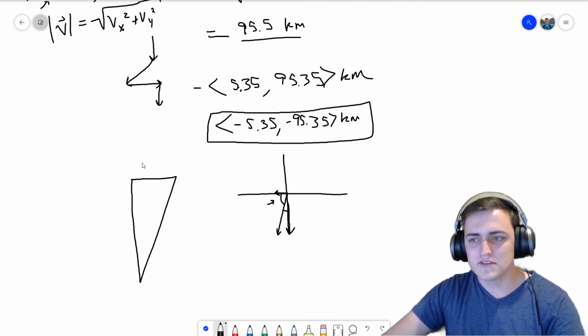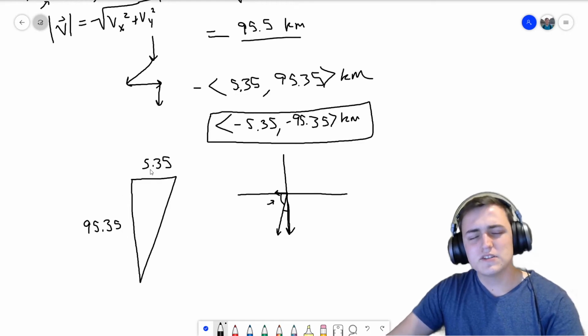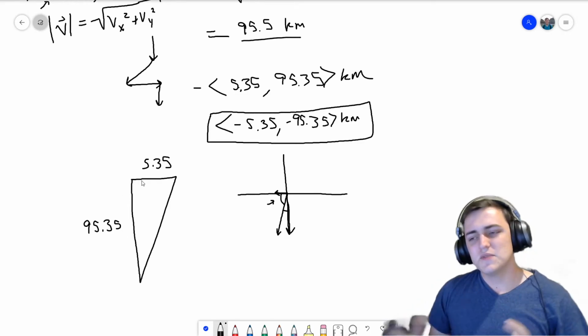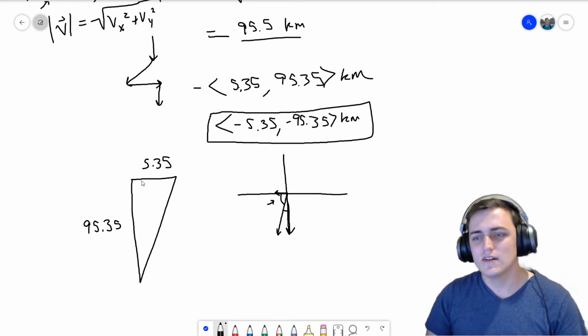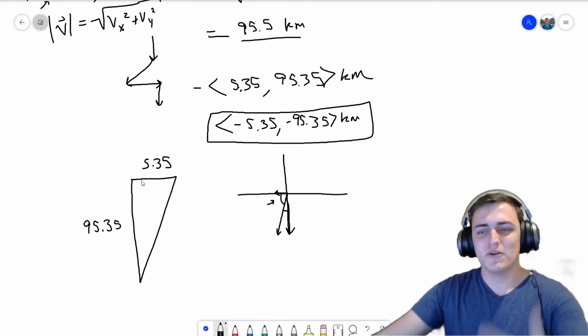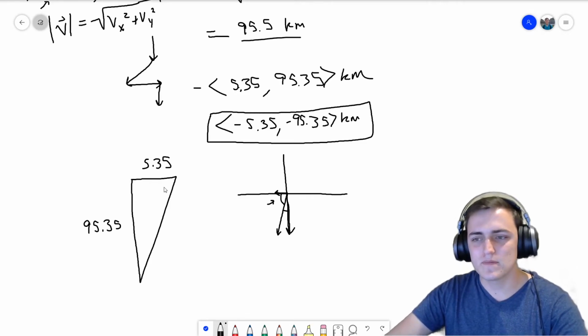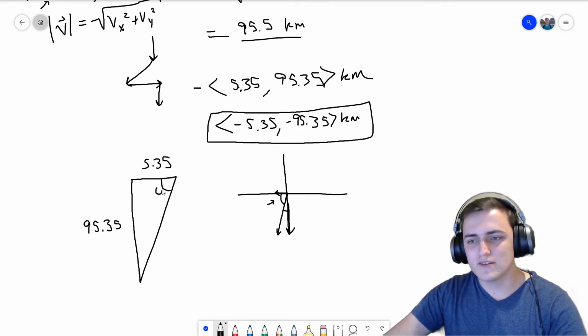where this is your x component of 5.35. This is your y component of 95.35. And you notice I made them positive. That's because we have left that coordinate space, and now we are just drawing a triangle. When we drew triangles in geometry, we always used a positive distance. Now we're just trying to find this angle here.